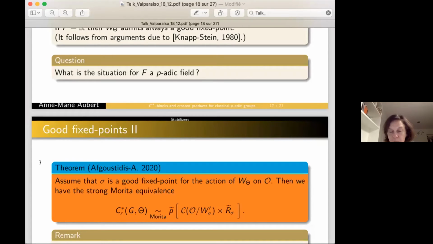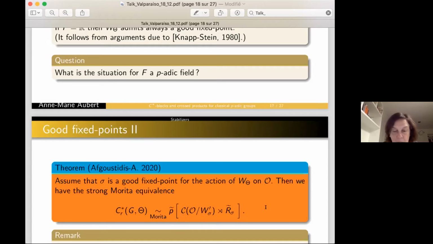So on one side, we first consider the continuous functions on the quotient of O by the finite group W prime sigma, and you take the crossed product by the Artin extension of the R group, and then you take the image by the idempotent P. Or if you prefer, you can take first, which is also the same thing as considering C0 mod W prime sigma, crossed product by P tilde of R tilde sigma.